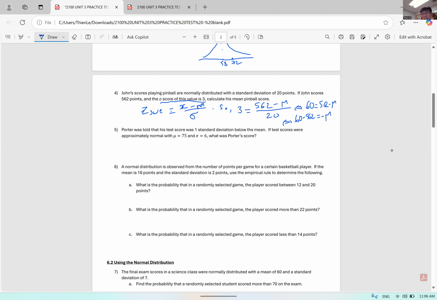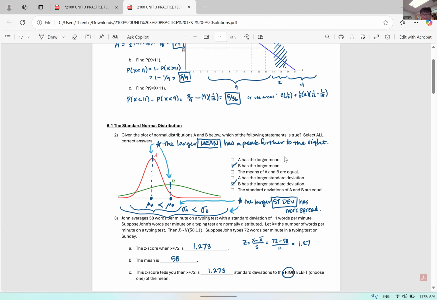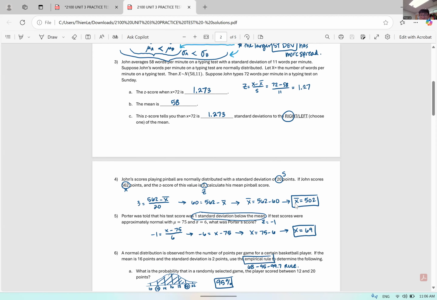Well, that's right. And this guy will be negative 502 equal to negative mu. And you times both sides by negative 1, and basically you get 502 equal to mu, right? So your mu is 502. Let's check if we have the correct answer here. Yeah, 502, right? So this is solving this problem.